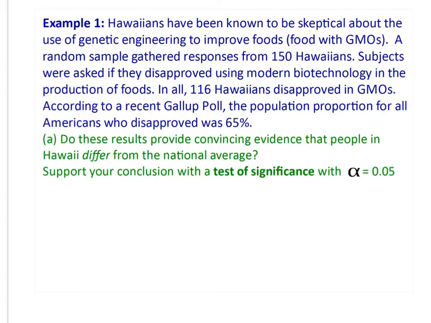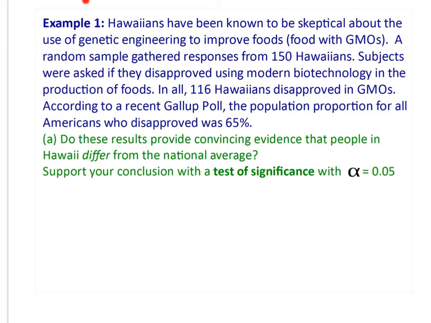So let's take a look at the example we're working with today. This example comes to you especially from my sister who lives in Hawaii. It says Hawaiians have been known to be skeptical about the use of genetic engineering to improve foods, aka foods with GMOs. A random sample gathered responses from 150 Hawaiians. Subjects were asked if they disapproved using modern biotechnology in the production of foods. In all, 116 Hawaiians disapproved in GMOs. According to a recent Gallup poll, the population proportion for all Americans who disapproved was 65%. Do these results provide convincing evidence that people in Hawaii differ from the national average? Support your conclusion with a test of significance of alpha equals 0.05.